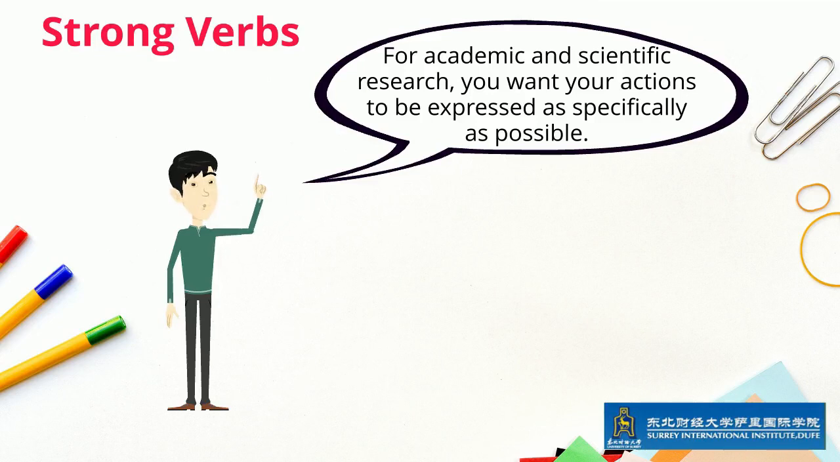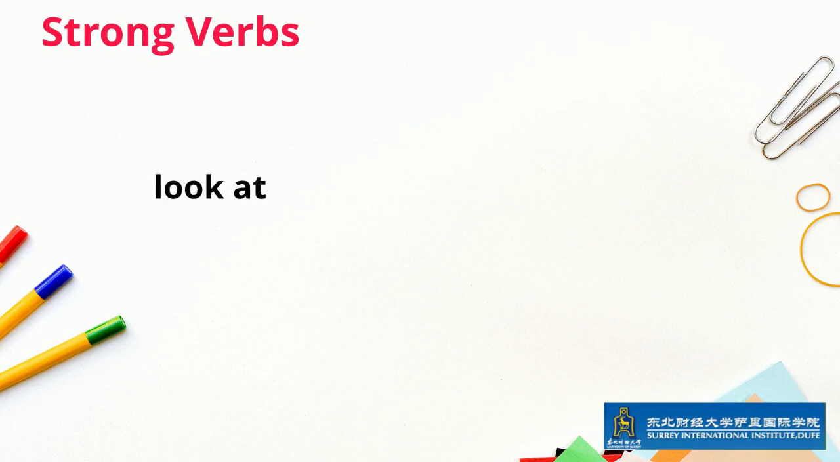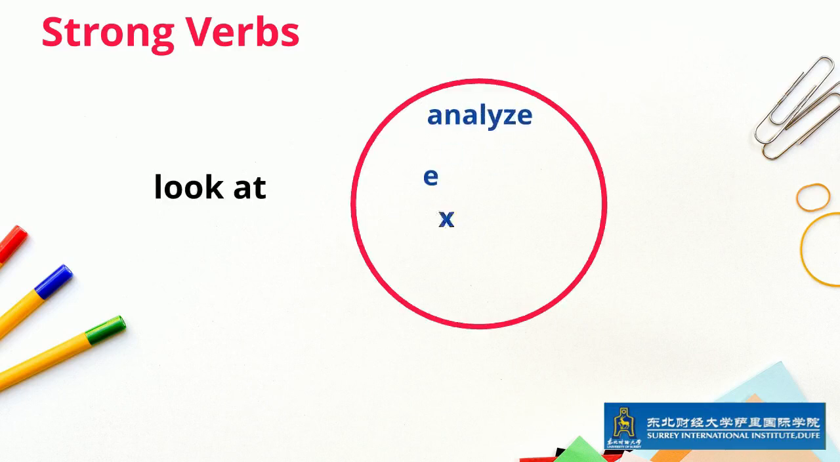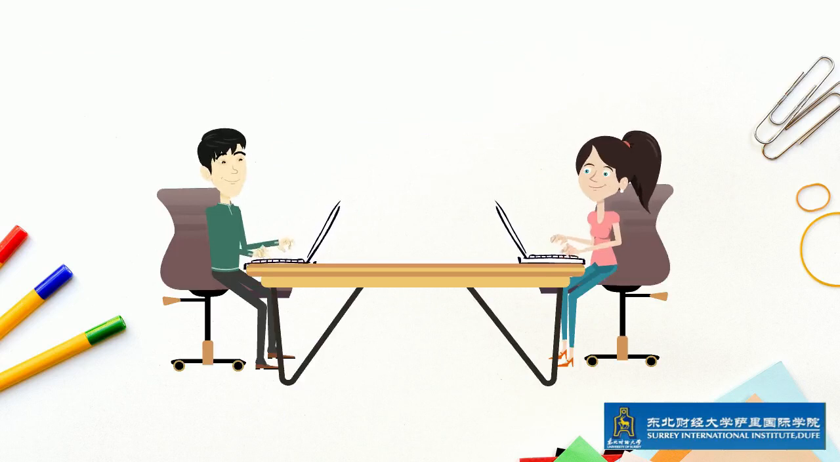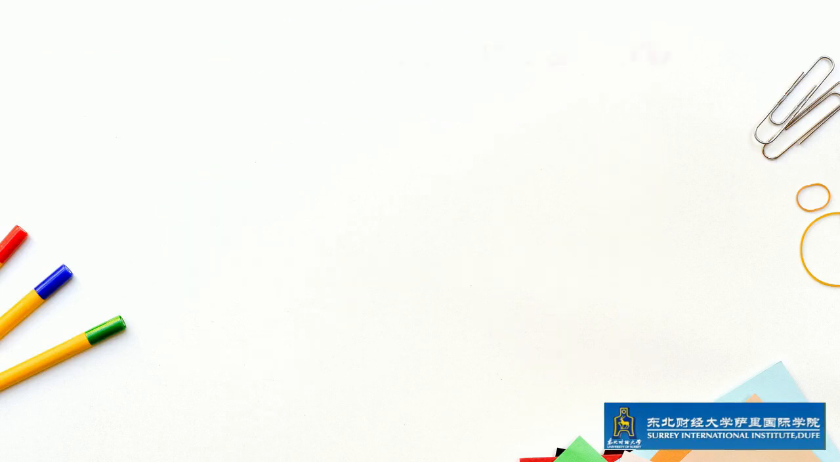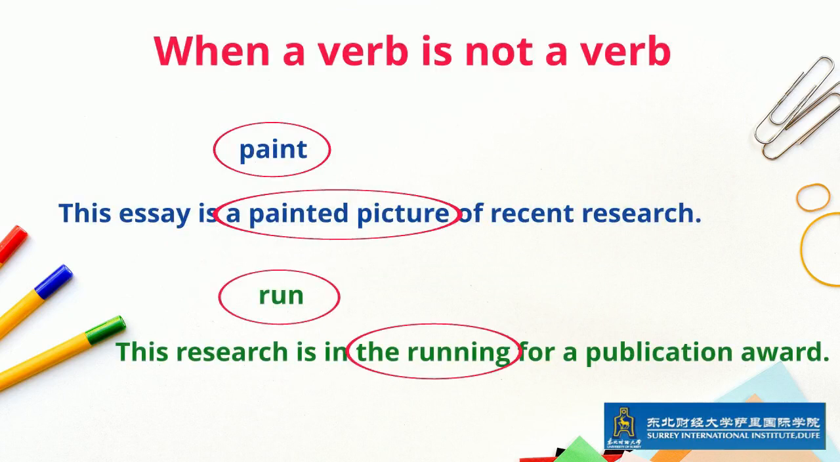In your academic communication, you want to express the action, state, or occurrence as precisely as possible. Strong verbs achieve this. So rather than look at the data, you may analyze it, find patterns, examine it, notice details, investigate it, find out more, consider it, accept it as valid. And then sometimes, verbs don't act like verbs. Some verbs can become adjectives when they are in past tense form, and other verbs can become nouns by adding ing. We call these gerunds.